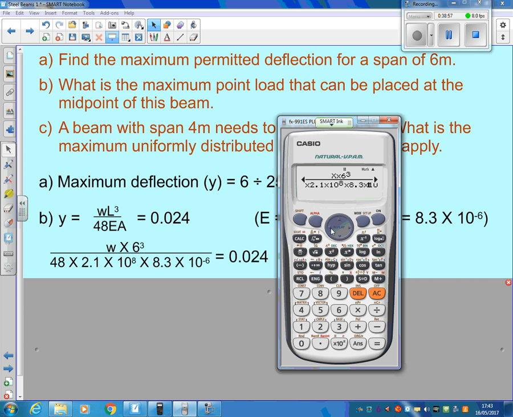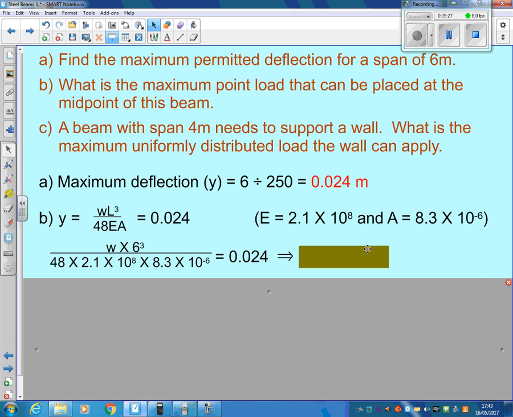Check that it all looks right. Okay, that looks right to me. Move the cursor to there. You've got to keep moving right to get it to there. Then it's alpha equals 0.024. Shift solve equals 9.296, about 9.30 to 3 significant figures. Let's see what we've got. 9.30 kilonewtons. That's all you're having to do.